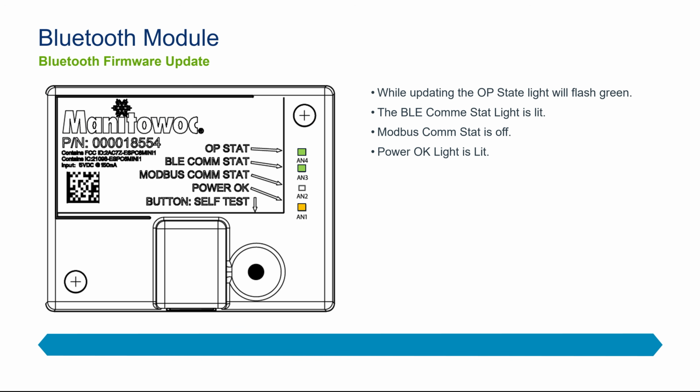What do you see on that Bluetooth module while it's updating? Well, what you're going to see is that the OP state light will flash green, the BLE COM stat light is lit, the Modbus COM stat light is off, and the power OK light is lit. It's letting you know that this is updating the process. So you want to see inside the ice machine that everything's working? Well, look at the BLE module and see what's going on.